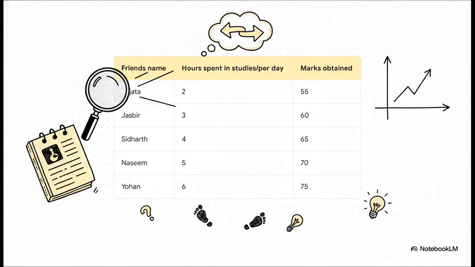Every good detective needs a case file, and this right here, this is ours. We've got data from 5 friends showing the hours they studied each day and the marks they got. Just look at it. As you go down that hours spent column, from Sujata's 2 hours all the way to Johan's 6, what happens to the marks? They just keep climbing. This is our raw evidence.